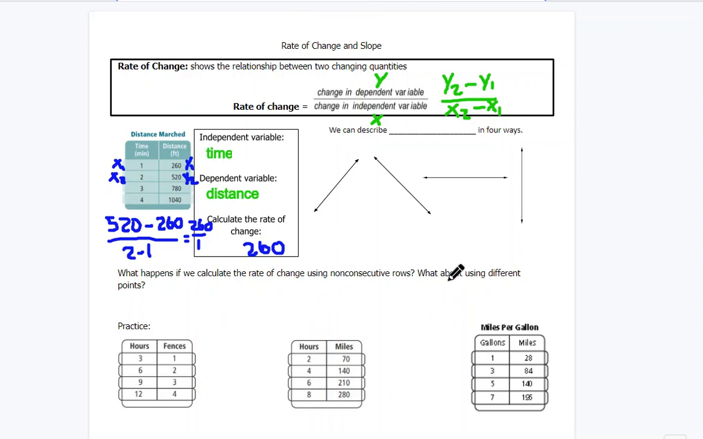Okay, so the other thing we can see is rate of change. Another way of saying rate of change is slope. All right, and slope can be shown 4 different ways, and these are the different ways right over here. So it can be shown this way.